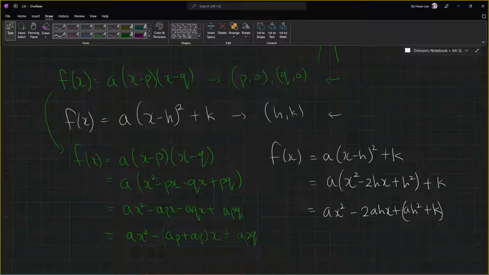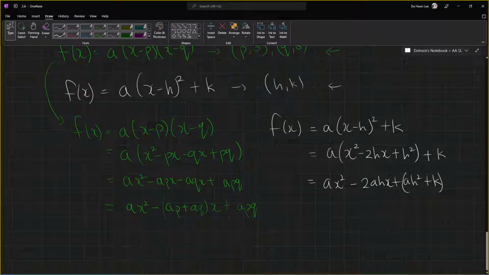If you want to go to the factored form, well, obviously, factor the function. Remember that this is not always possible depending on how many roots there are. Okay, the fun part of this video is going from the general form to the vertex form. This process requires a technique called completing the square.